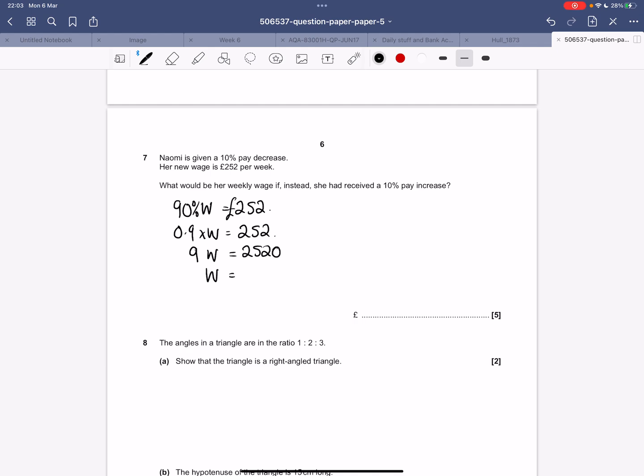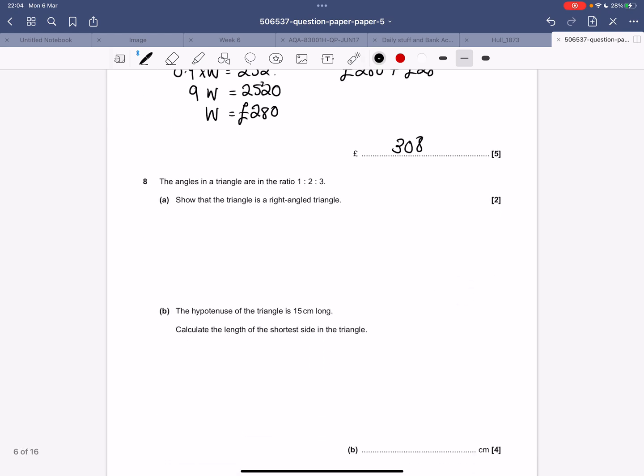Then divide by 9. So that's going to be 2, remainder 7, 9 into 72. So the original wage is £280. You see, 10% would be 28. 28 from 280 makes 252. If she'd got a 10% increase, she'd have £280 plus 28 instead of taking away, which is £308.